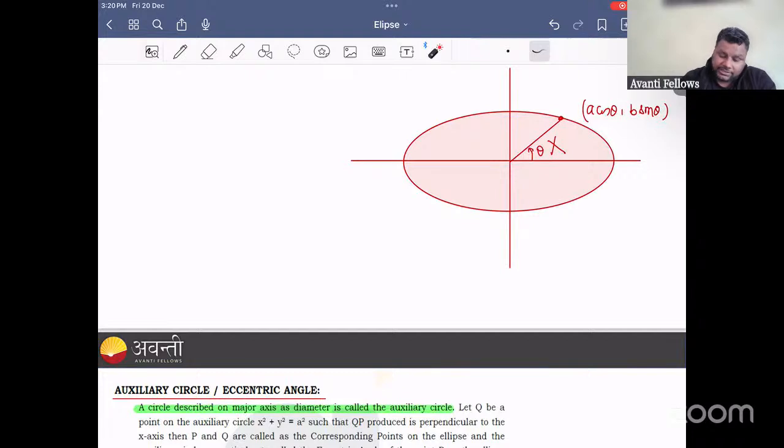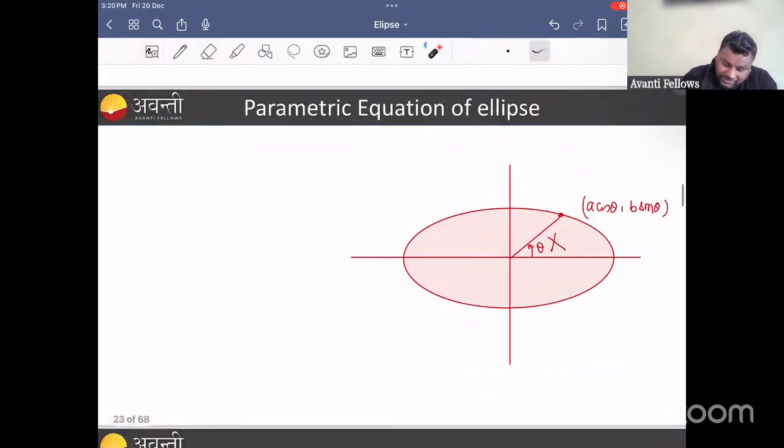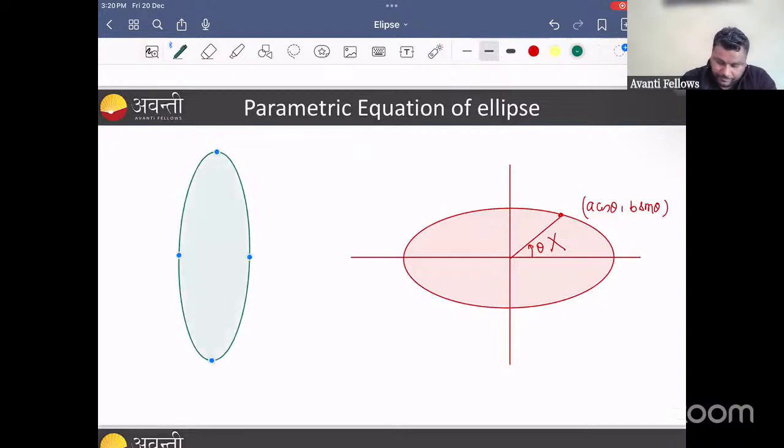Got it? Now see, if the ellipse is of this type of shape, its auxiliary circle will be like this.